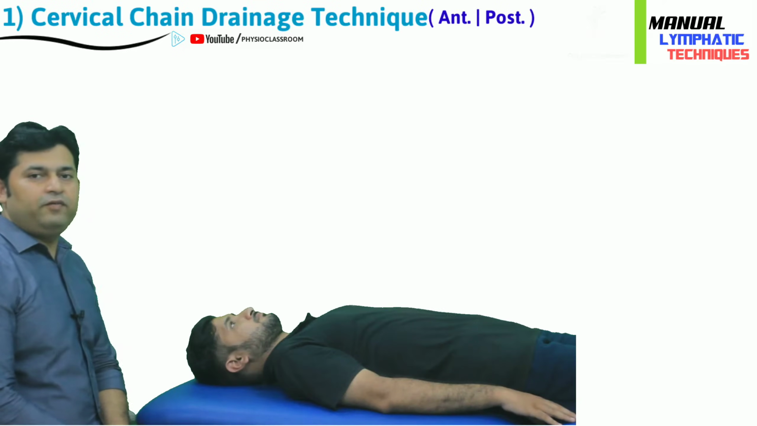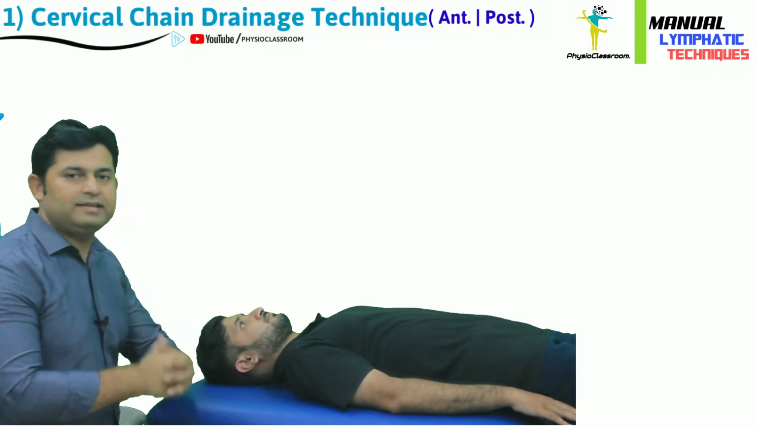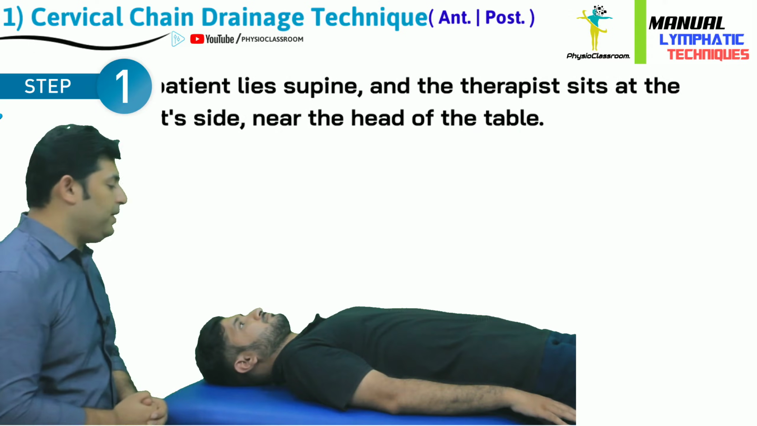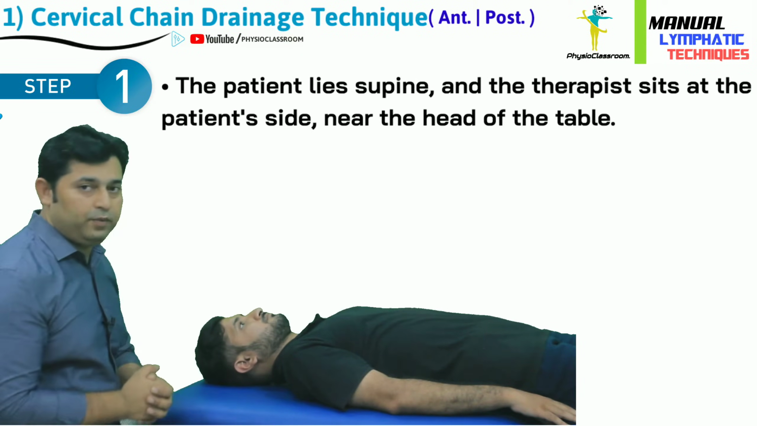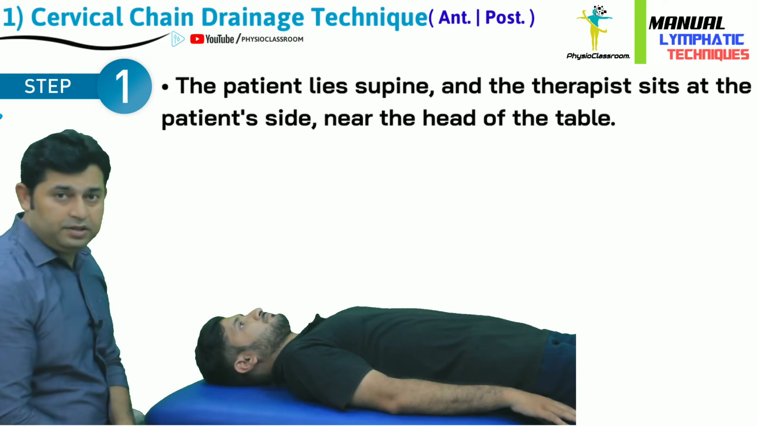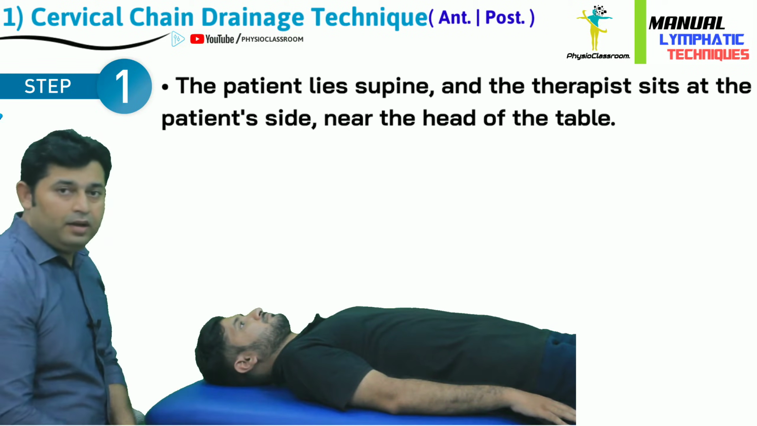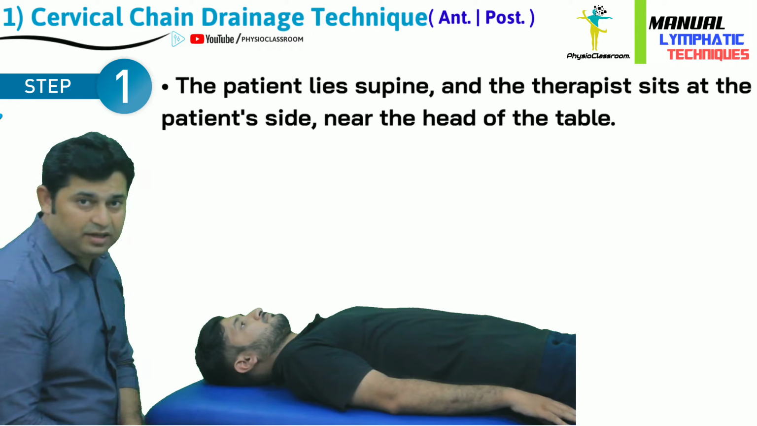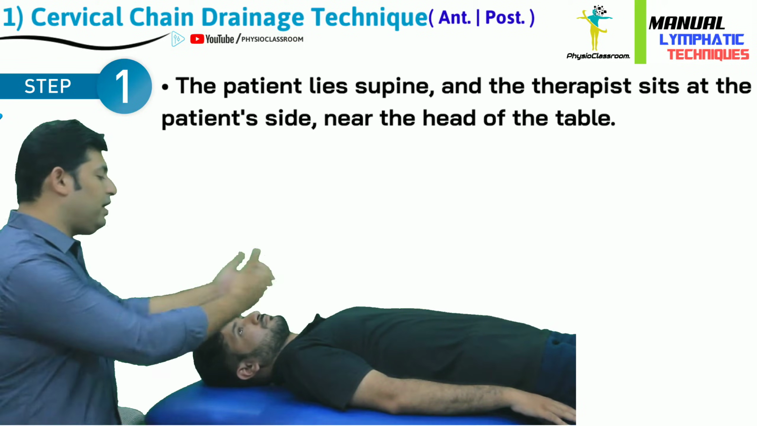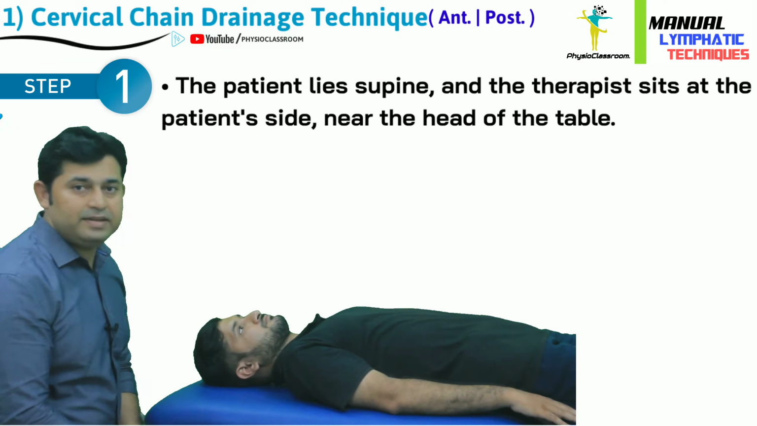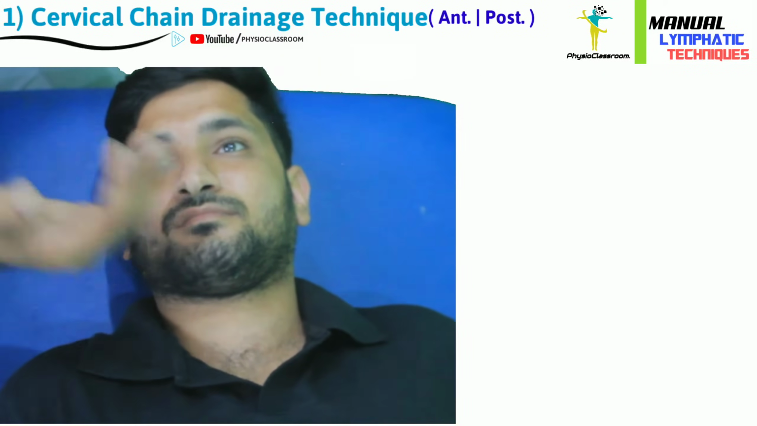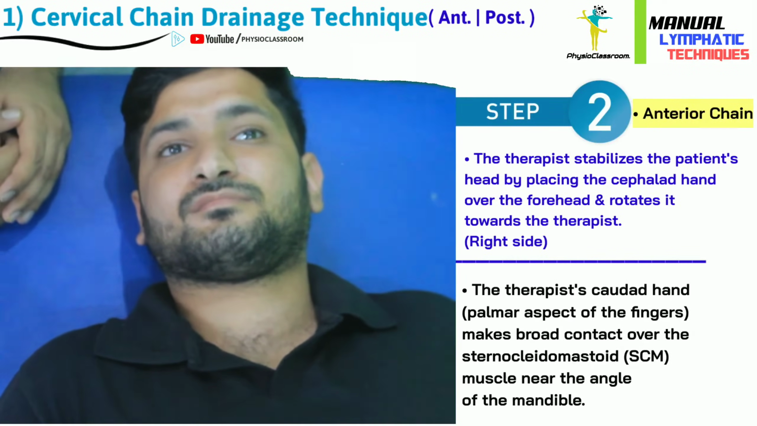Now, the first technique that we are going to demonstrate is known as the cervical chain drainage technique. For this, the patient is made to lie down in supine position and the therapist sits at the head end of the patient at one side. The position of the therapist is such that the side that we are going to treat lies contralateral to the side the therapist is sitting. So for treating on the left side, the therapist is sitting on the right side of the patient.